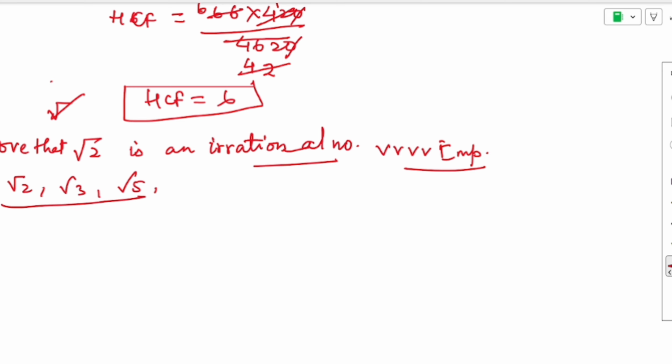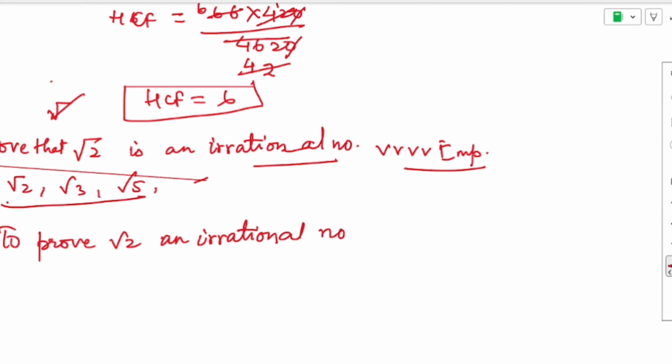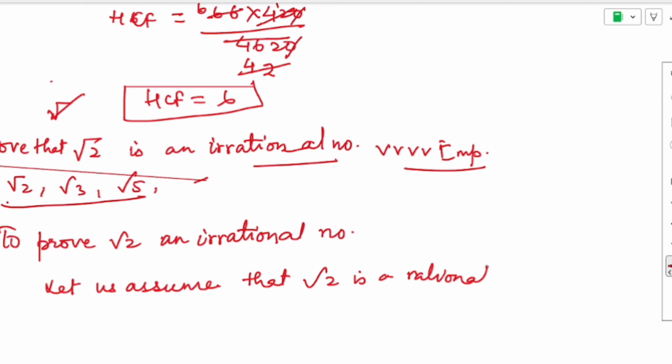Root 2, root 3, root 5, 3 numbers are there, and the process to prove these numbers as irrational numbers is the same. So we prove here that root 2 is an irrational number. Okay, to prove root 2 an irrational number, let us assume that root 2 is a rational number.